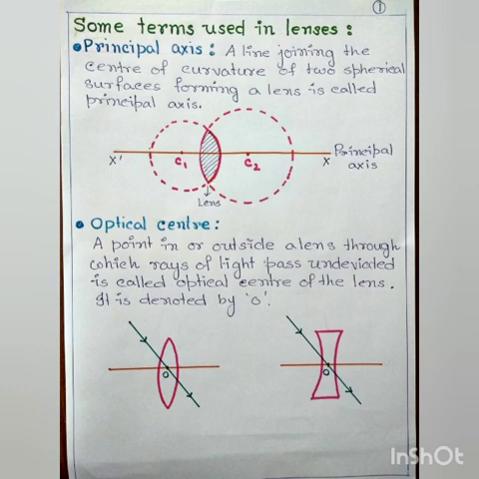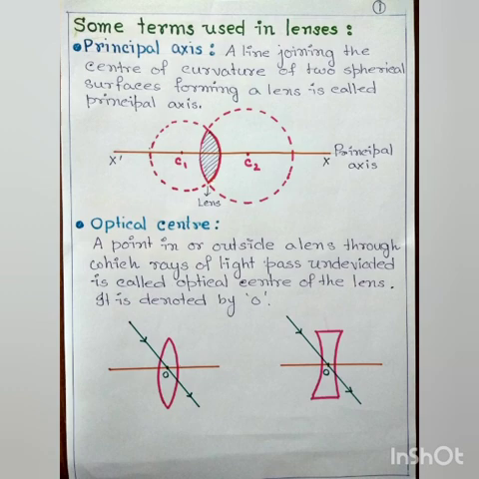See, C1 is the center of curvature of one sphere and C2 is of another sphere. So what is the principal axis? If we join both centers of curvature, C1 and C2, we will get a line, and that line is known as the principal axis. So here the line joining C1 and C2, that is X prime, is the principal axis.